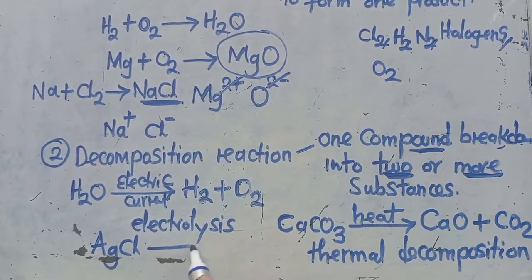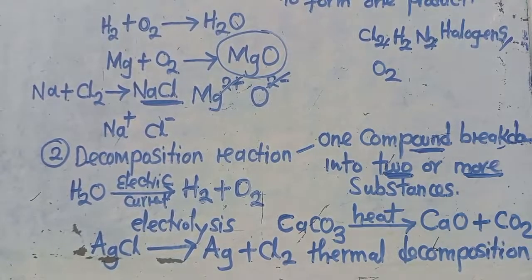So when silver chloride breaks down like this, what are we going to form? We are going to form silver plus chlorine. This is what we are going to form. This silver chloride is exposed to what? To sunlight. So silver chloride is exposed to sunlight.